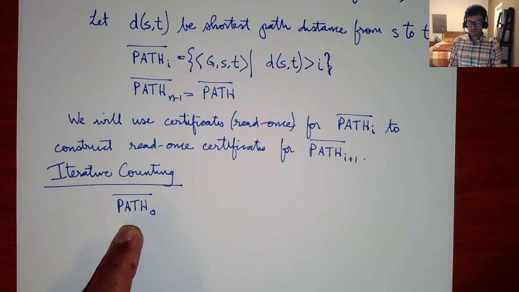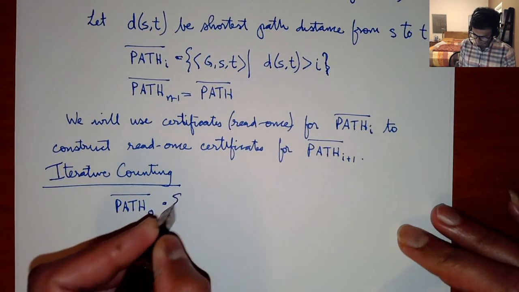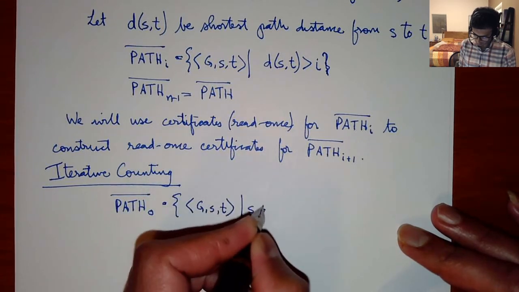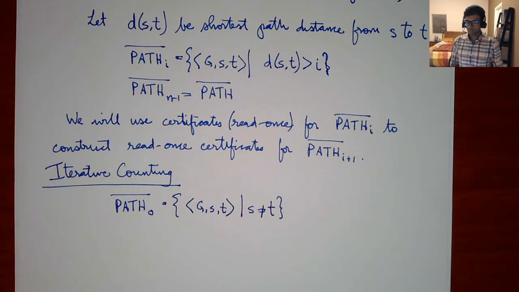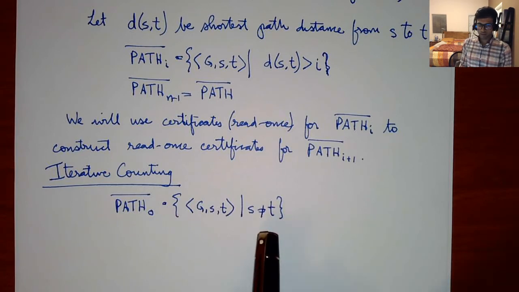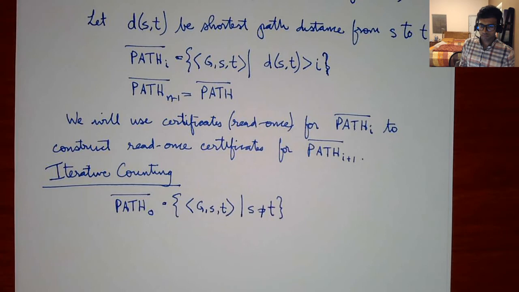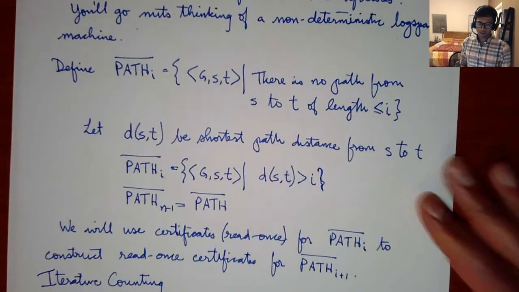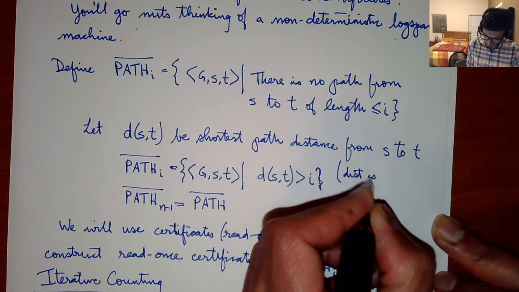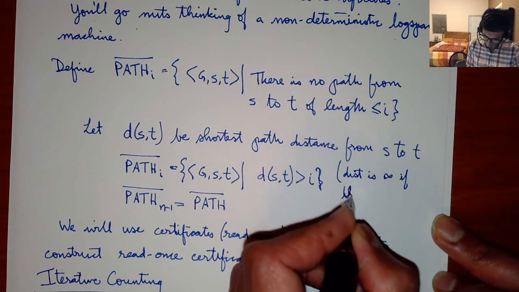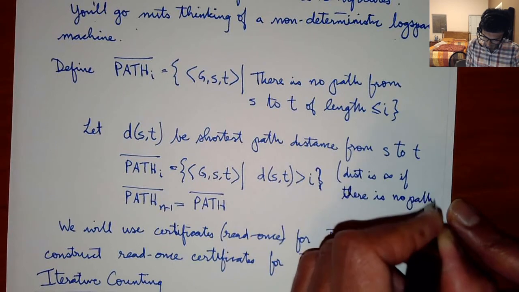And so this path complement of 0 is exactly GST where S is not equal to T. Because when S is equal to T, the distance is 0; otherwise, the distance is non-zero. Just to be clear, if there is no path, we're saying the distance is infinity. There may not be a path from S to T, but that means the distance is more than 0. So the shortest path distance is infinity if there is no path.